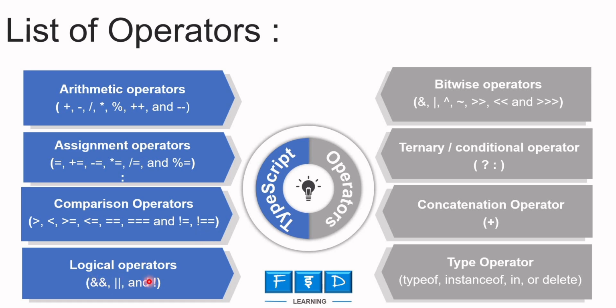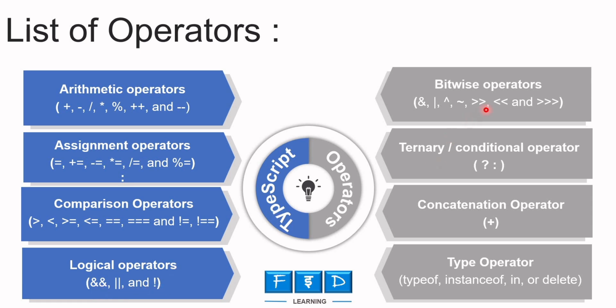And the next operator is logical operators. Operators which are used to combine 2 or more conditions into a single expression that returns a boolean value true or false. And there are 3 logical operators such as logical and, logical or, and logical not.